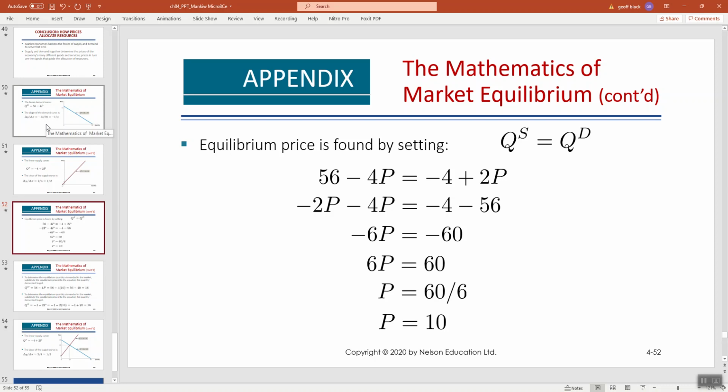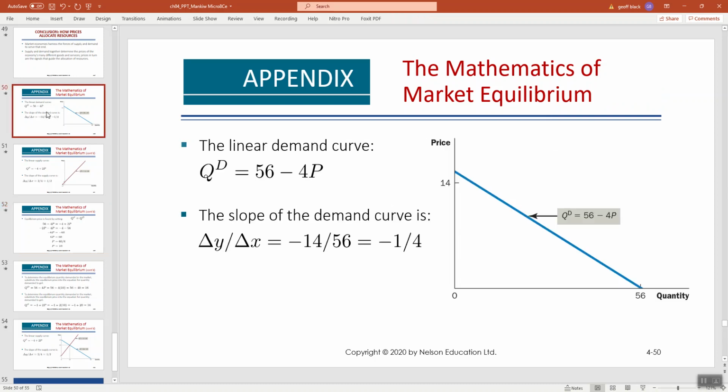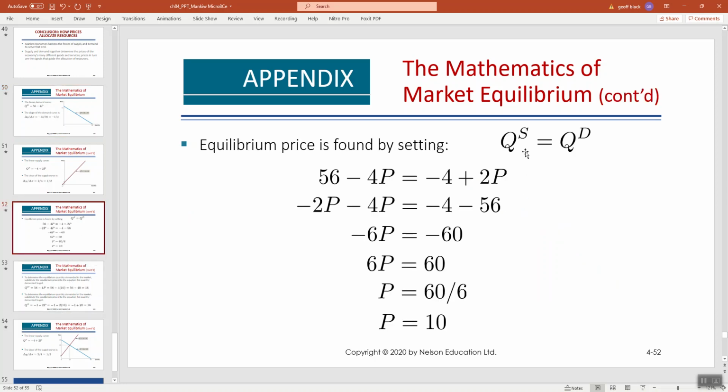Okay, so yeah, they screwed this up. It doesn't matter which one you put first, right? You're setting quantity supplied equal to quantity demanded, but it's just so you don't get confused. Quantity demanded is 56 minus 4p. So this here, these should be inversed. This should be quantity demanded, this should be quantity supplied to make this make sense. But it doesn't matter. You could set quantity demanded equal to quantity supplied, or quantity supplied equal to quantity demanded. Same thing. You're setting them equal to each other.